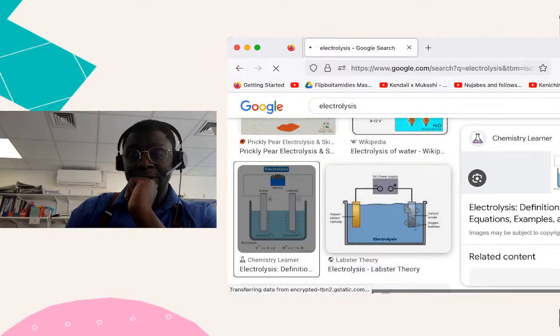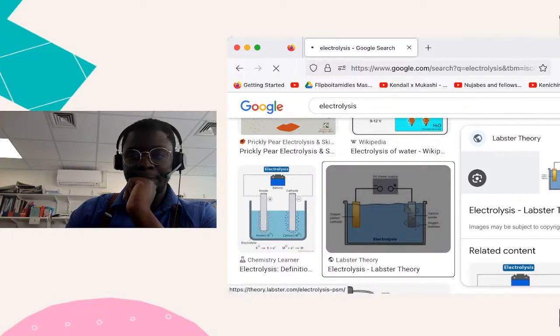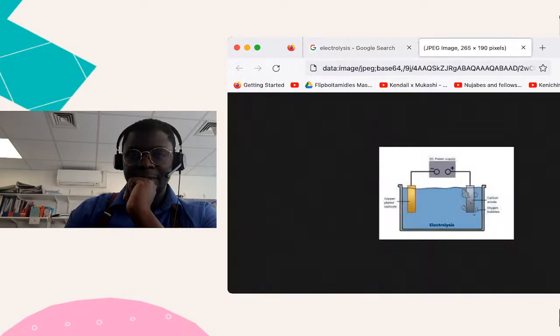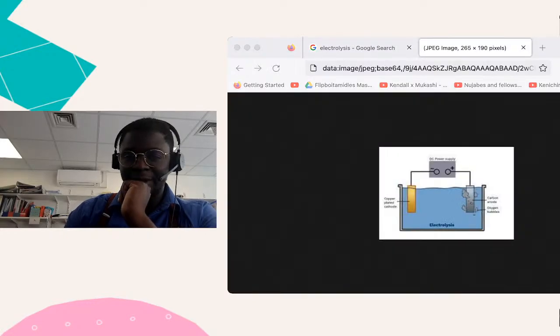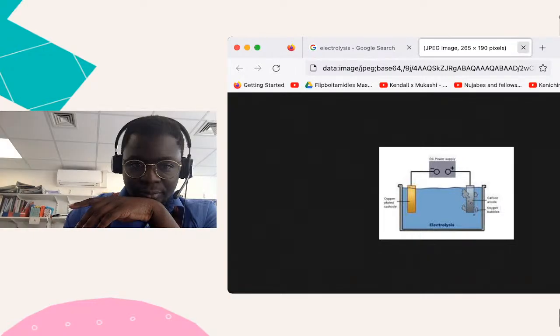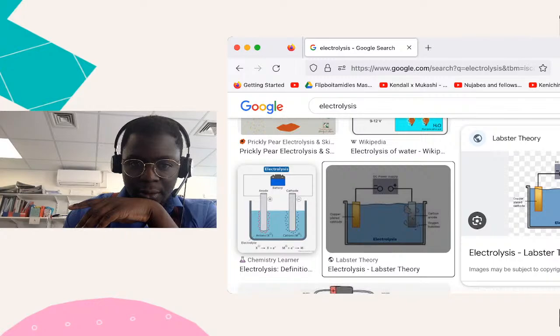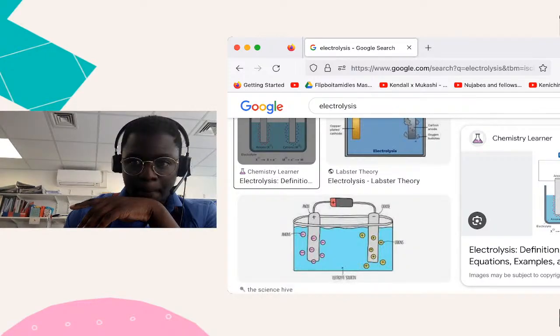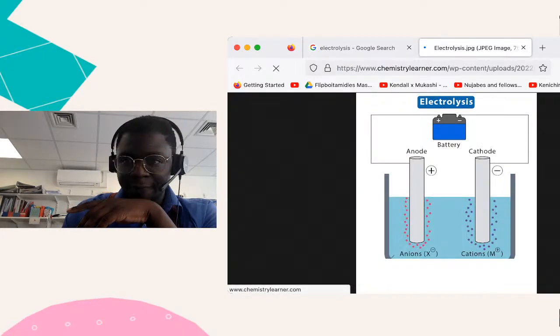Okay, maybe that's not the best, but that's fine. We can use this one. Open image in a new tab. It's a very tiny image, so maybe not that one. Let's try a different one. That looks slightly more promising. Fantastic. Okay, cool.